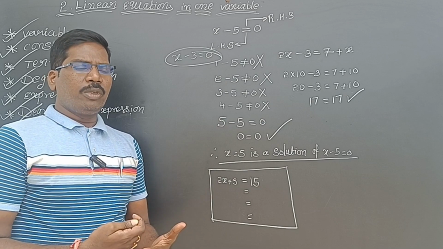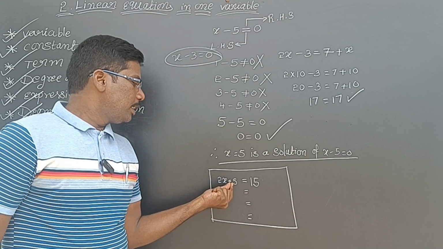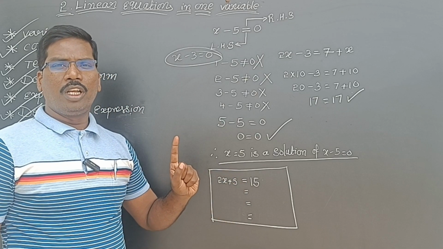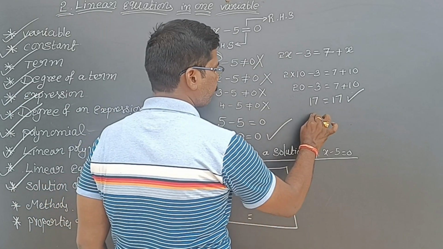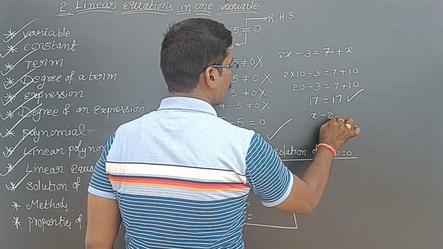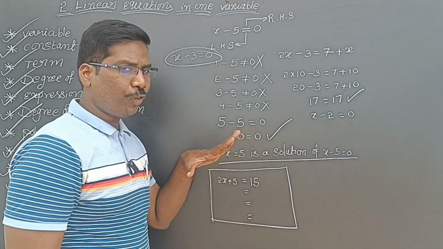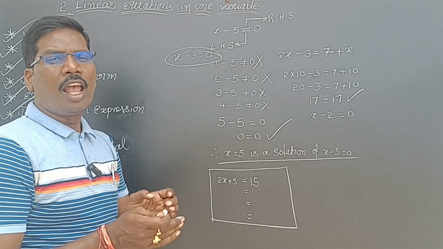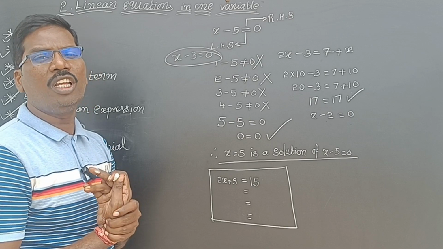Now what are the methods for finding the x value? The same number should be added on both sides. That is one method. For example, see here, x minus 2 is equal to 0. I have to find x. The first method is adding the same number to both sides.